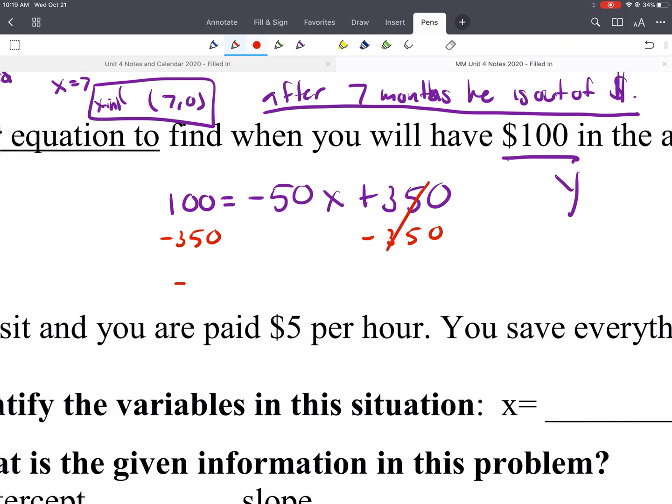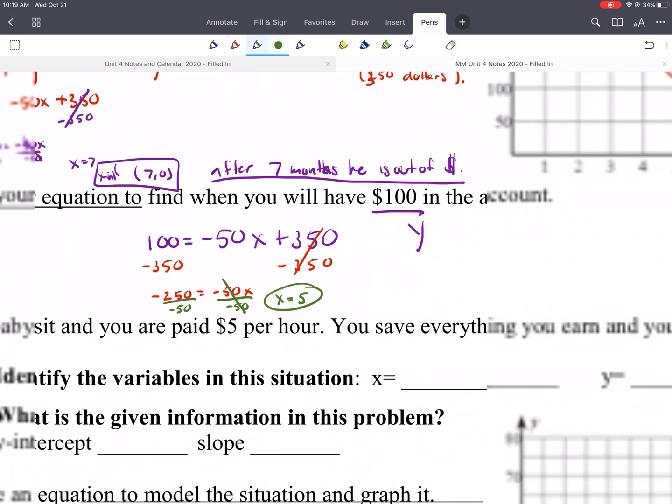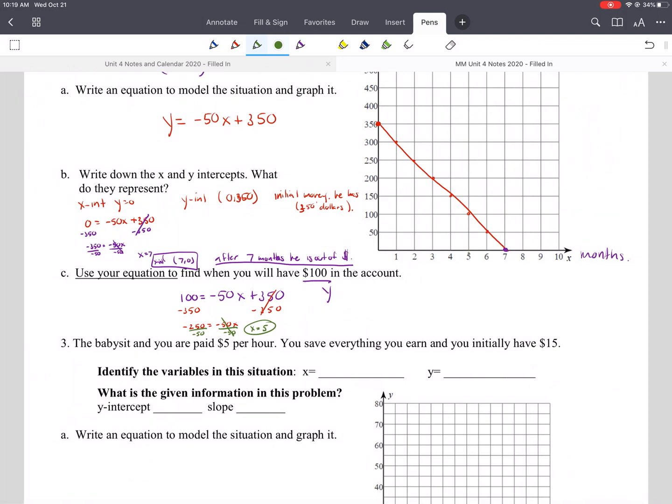That gives us negative 250 is equal to negative 50x. And then we just need to divide both sides by negative 50, and we'd end up getting x is equal to 5. So after 5 months, he has $100. Okay, and we just verified that by using our graph.